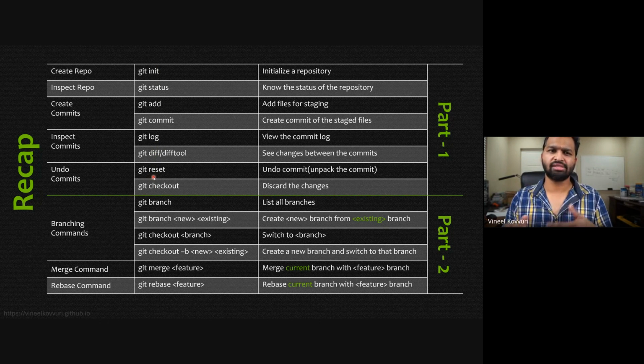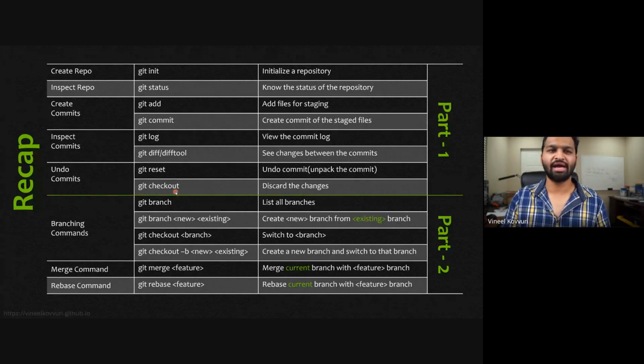So you accidentally created a commit and you forgot to add a file into it, right? So you use git reset. What it does is it basically unpacks the commit and leaves the changes there. So when you type git status, they will be shown in red color. Now you can use git checkout to clear those changes as well. So you want to discard those changes.